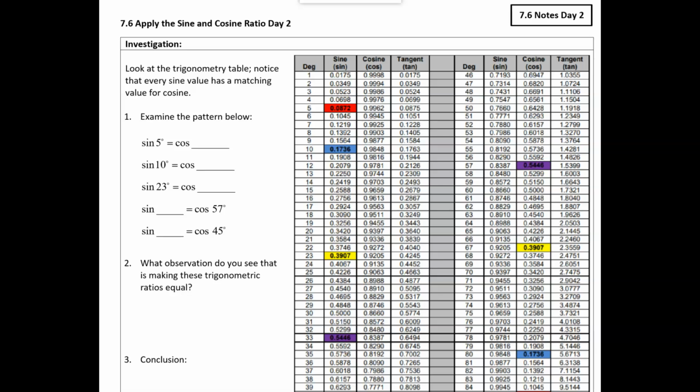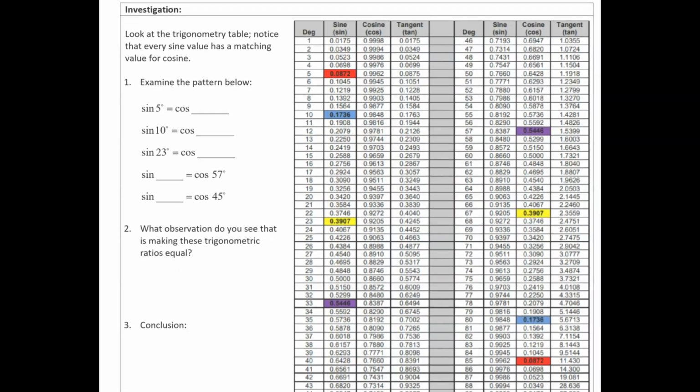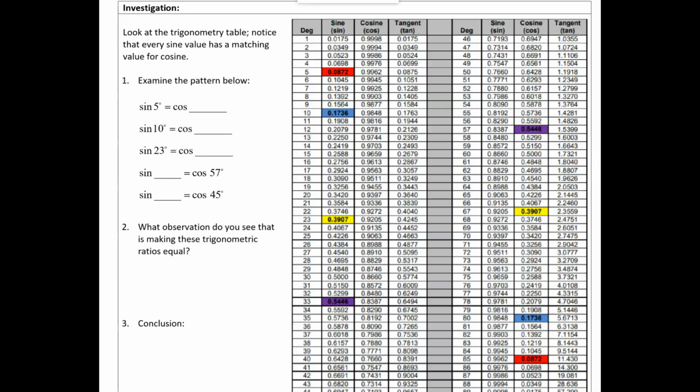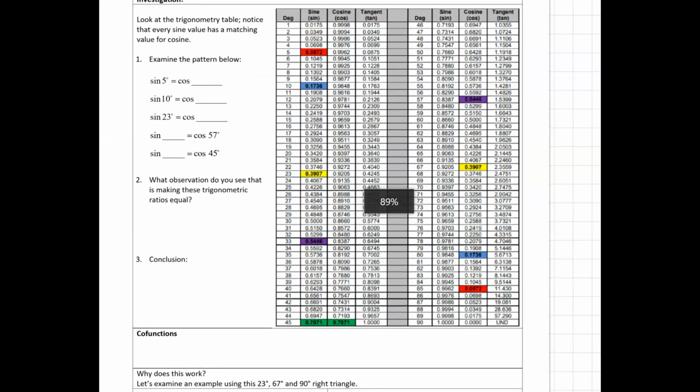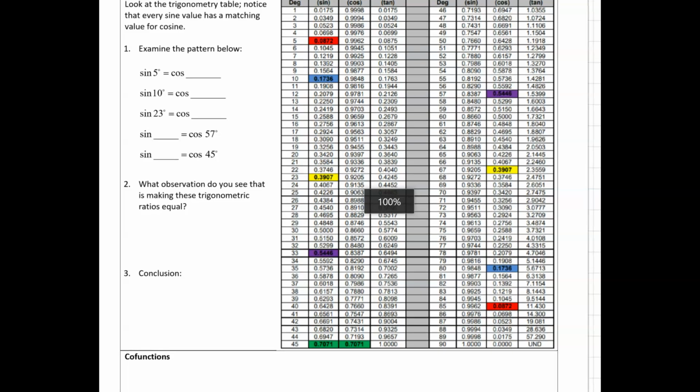In this video, we are going to look at 7.6, apply the sine and cosine ratio, day 2. So we are going to look a little bit more closely at the relationship between sine and cosine. I have provided an investigation here with a trigonometry table, and it says to look at the trigonometry table. Notice that every sine value has a matching value for cosine. So the first thing we're going to look at is the color coding that I have provided.